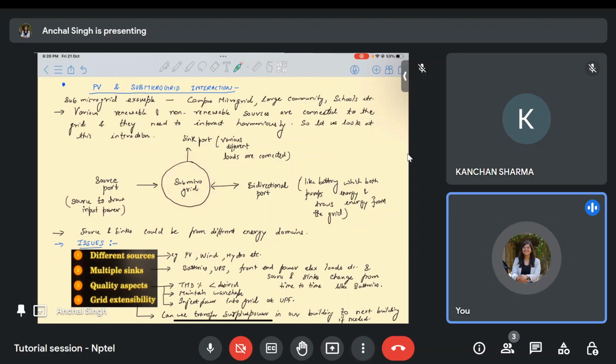So to every sub microgrid, there are certain source ports, there are certain sink ports, and then there are bidirectional ports.